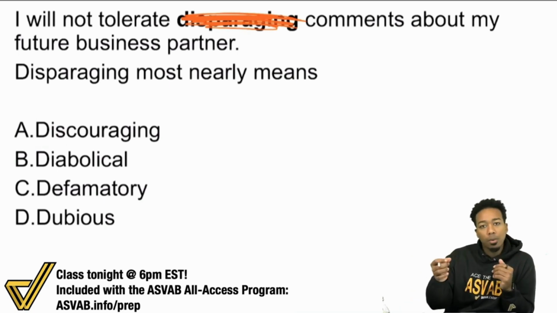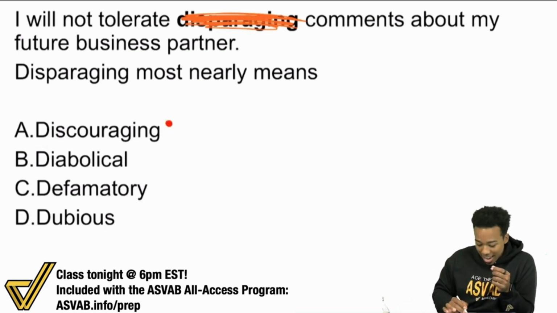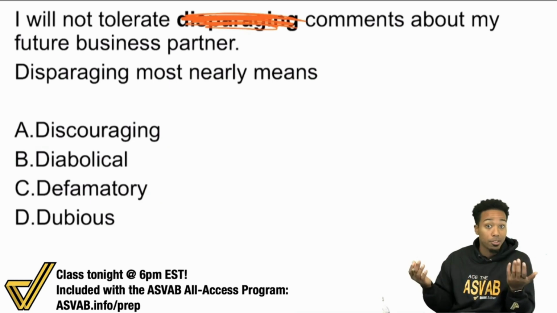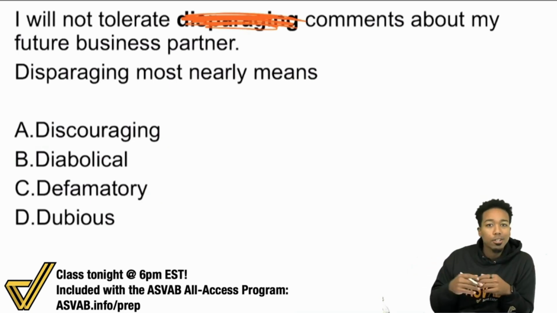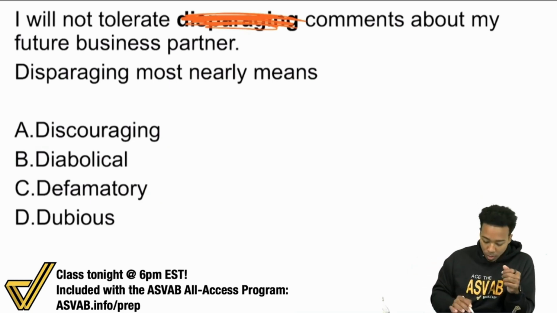Cool. So from there, let's use the answer choices as quickly as you can, because you have 30 seconds per question. I will not tolerate discouraging comments. I will not tolerate diabolical comments. I will not tolerate defamatory comments. I will not tolerate dubious comments.